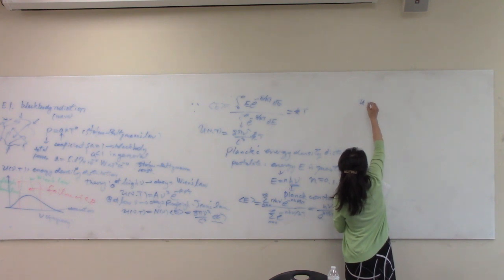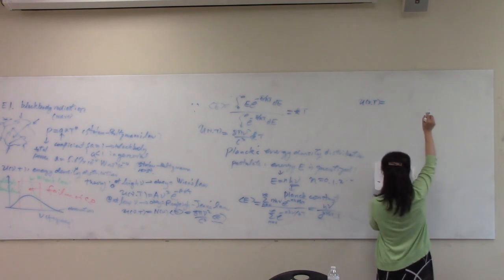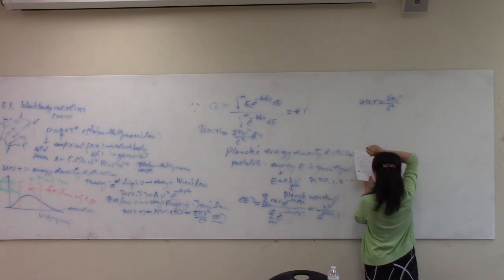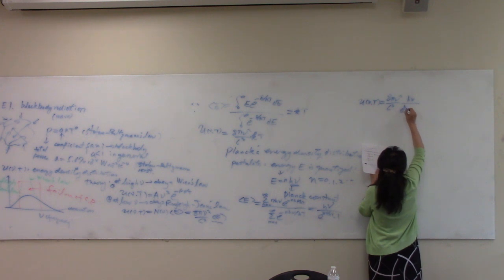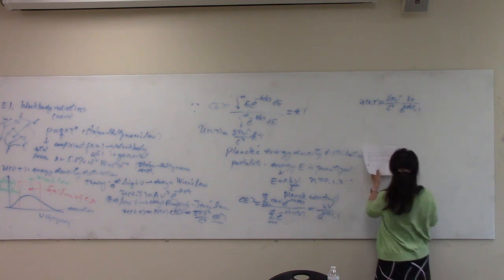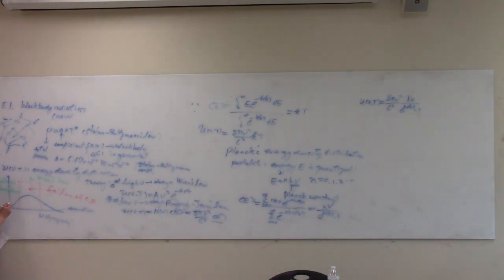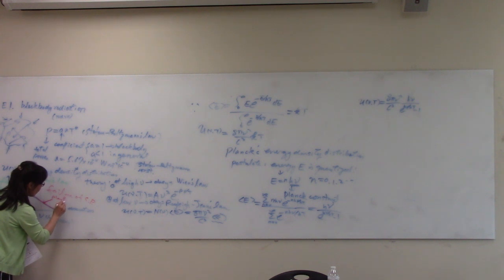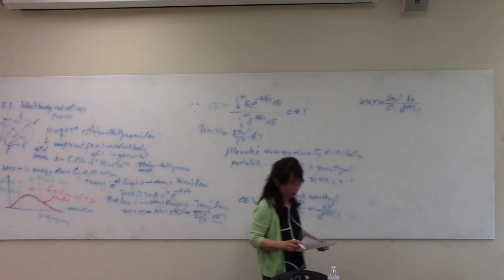So this distribution is the formula 8πμ² over c³, but here hμ over exponential hμ over kT minus 1. This one, I'm going to use red color, is exactly correct. Model or theory.